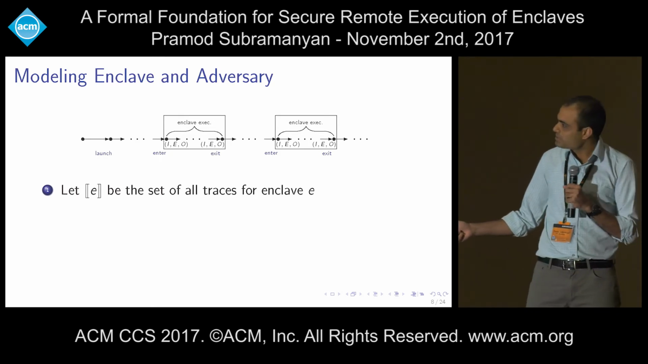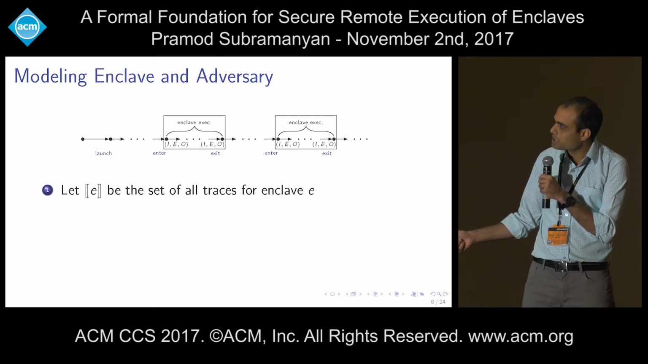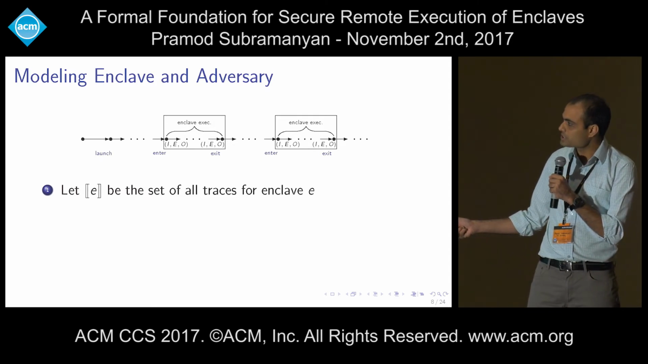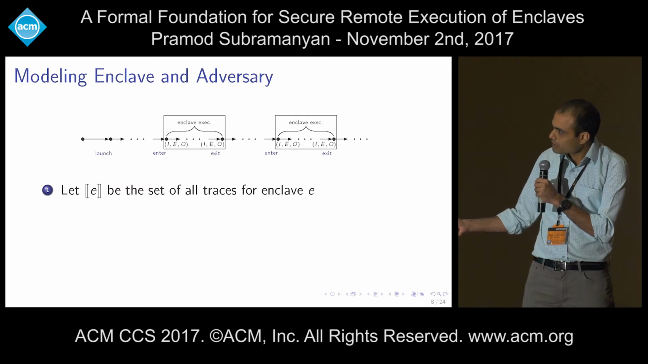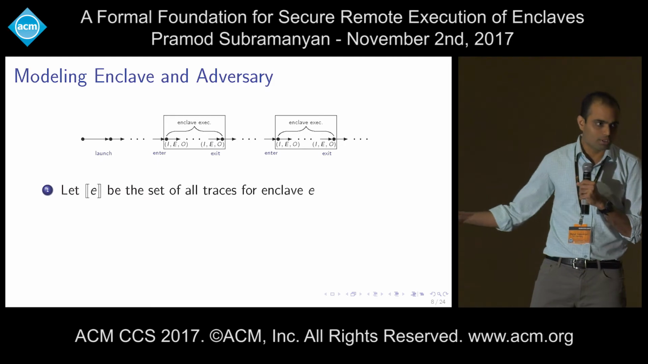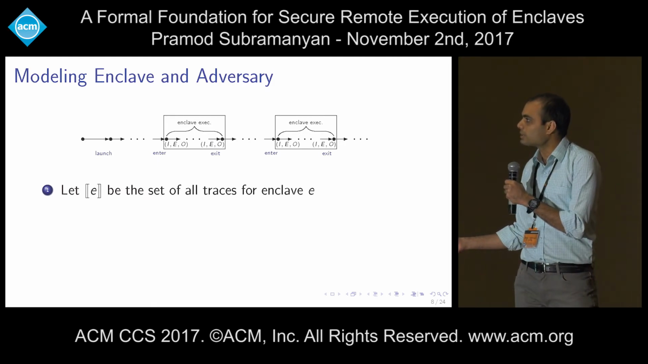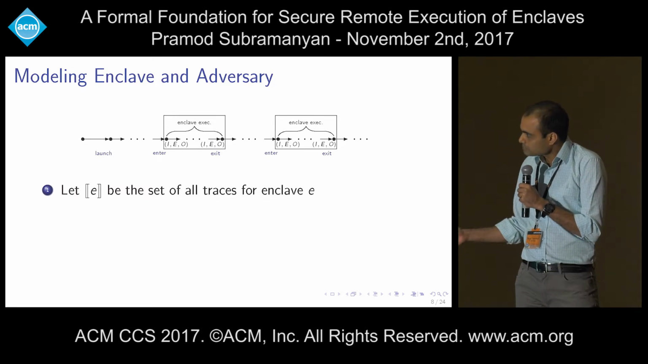You can think of this system as evolving by going through states. So at some point the enclave is launched, and this sequence of states here shows the system executing, but what we're interested in is when we enter the enclave to execute code within the enclave, and at some point we exit the enclave. So we're only interested in the parts of the trace where the enclave gets to run.